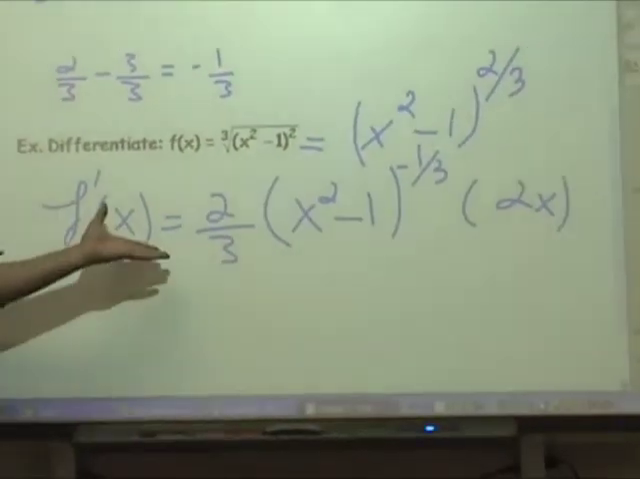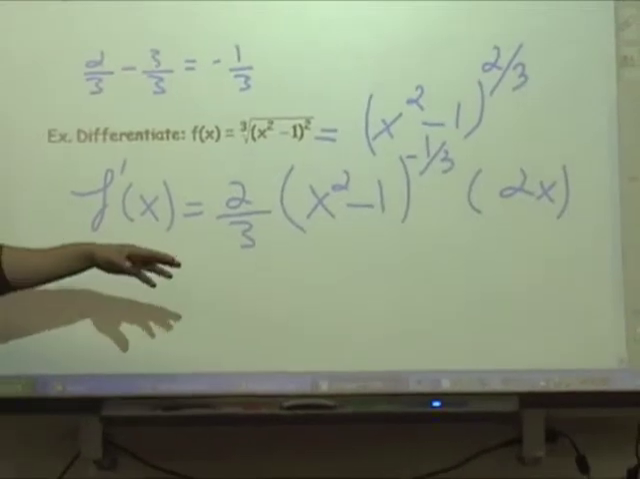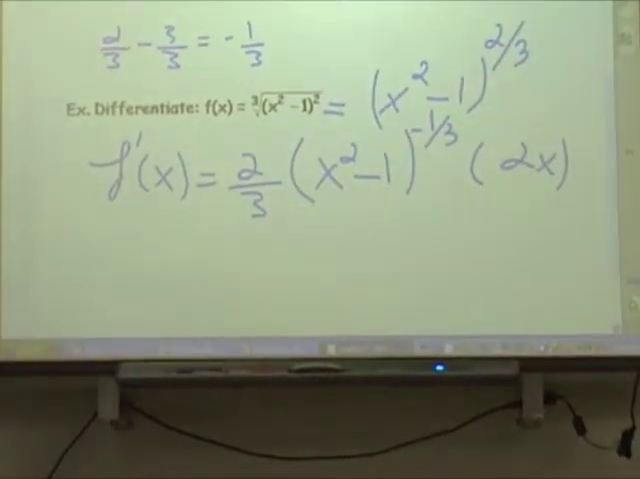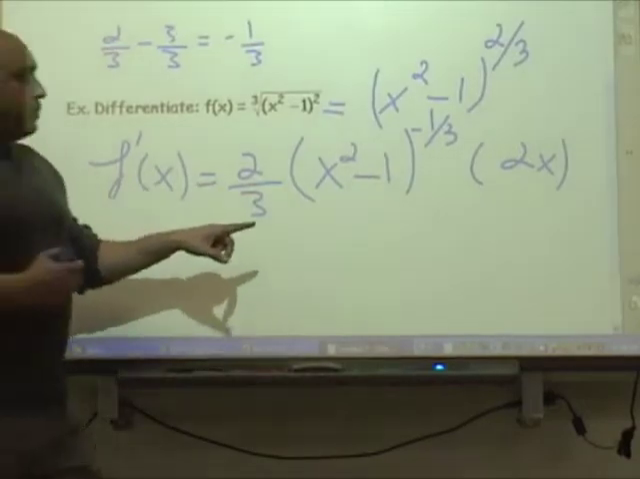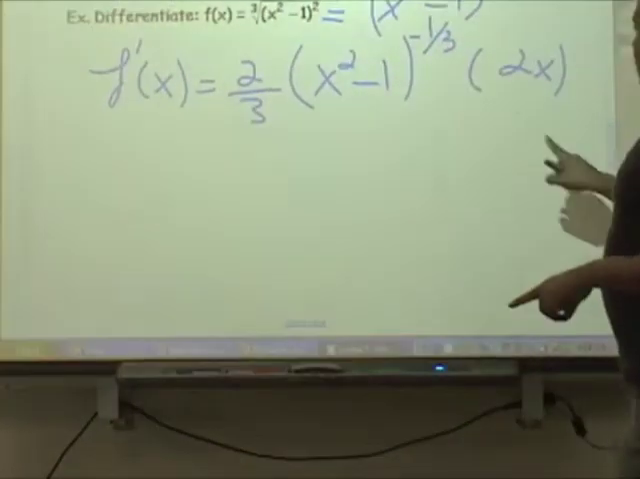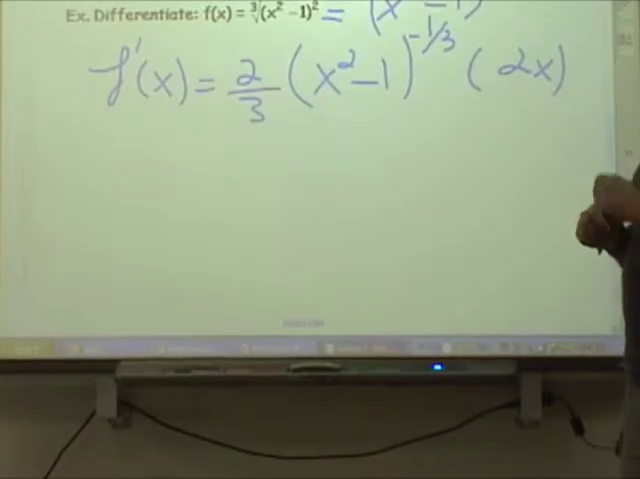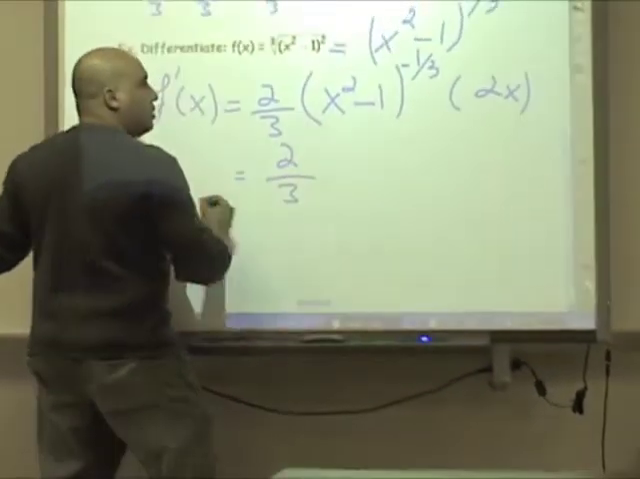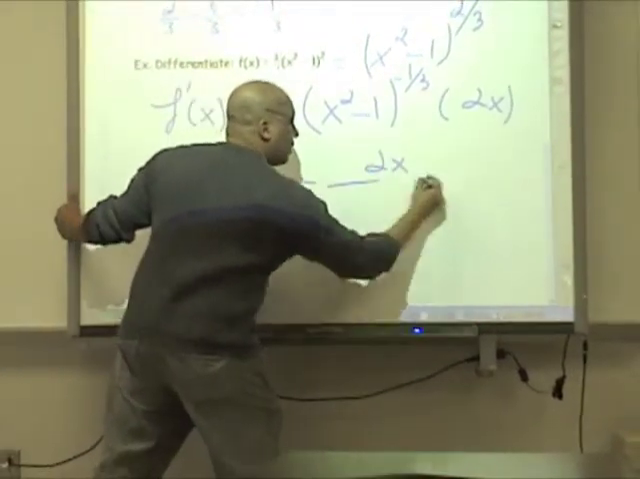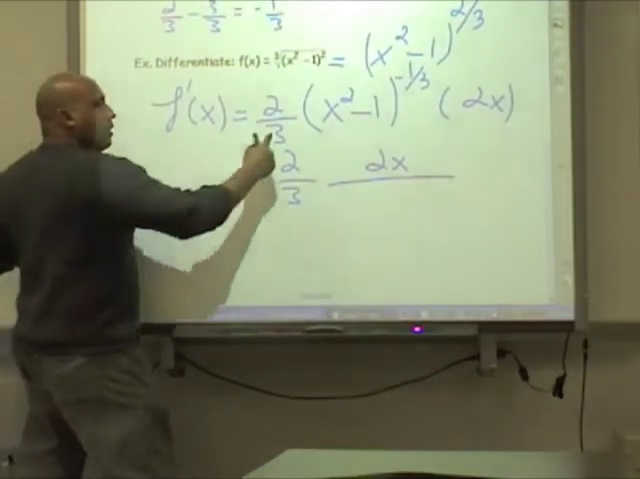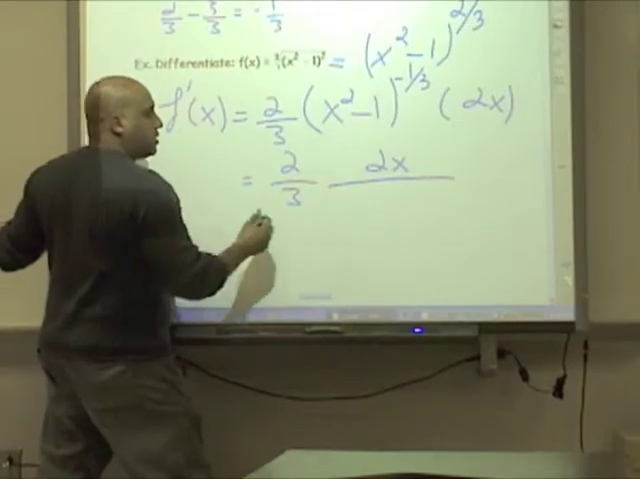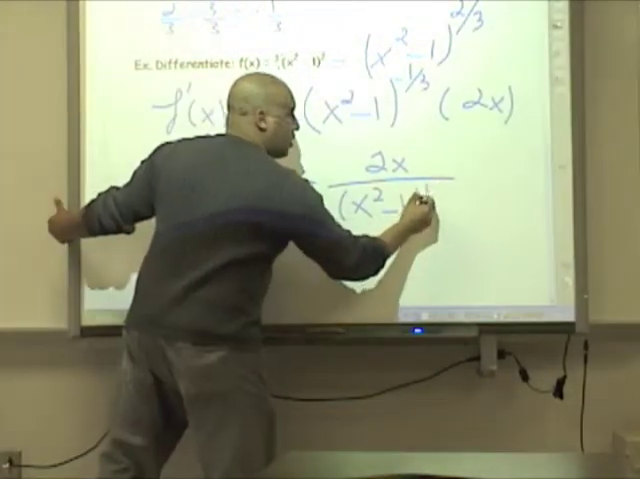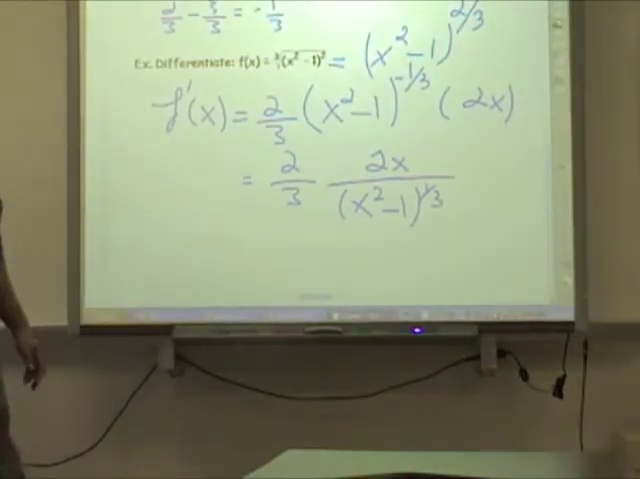Now, this is the end of the derivative, but we need to rewrite this in a more appropriate way, since we don't like to have negative powers. What I'm going to do is make that into a denominator with a positive power, so it becomes x squared minus 1 to the power of 1/3, and that's the end of the problem.